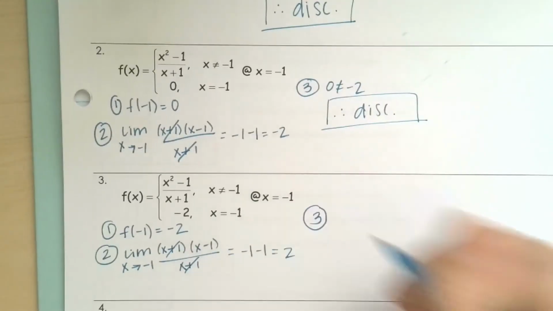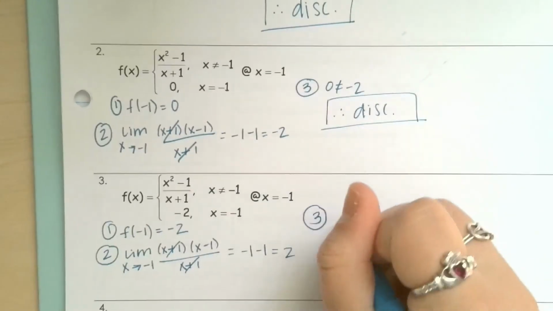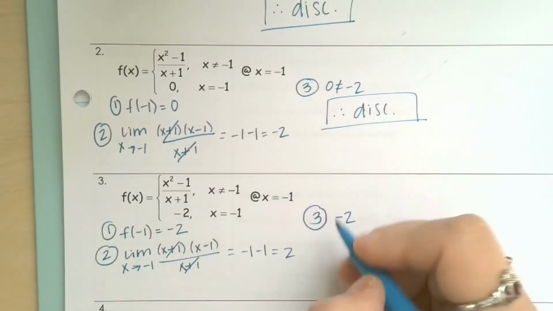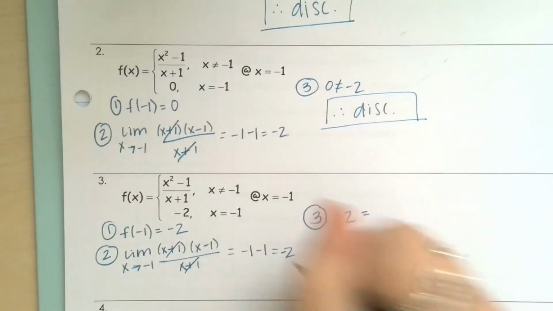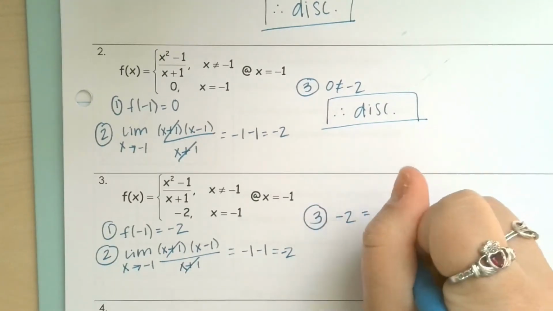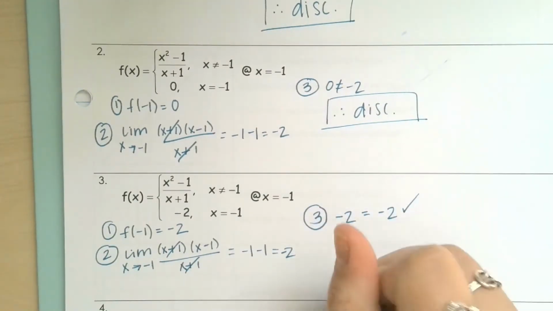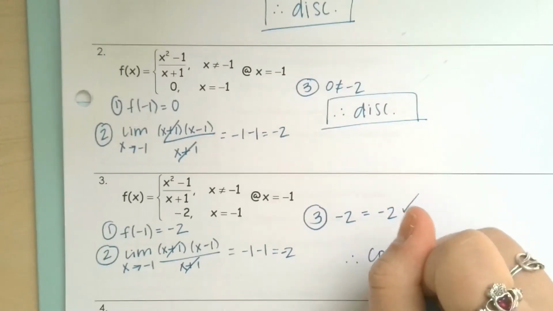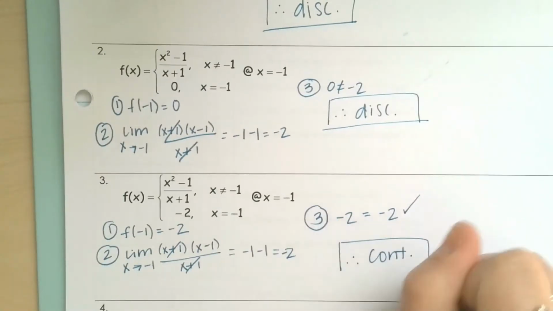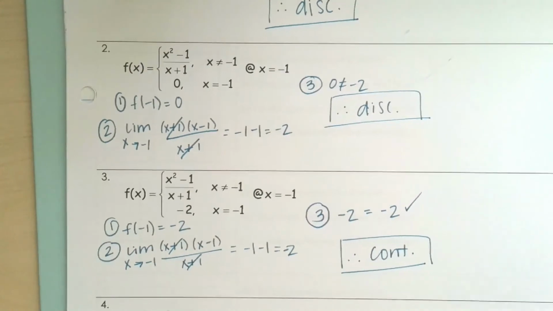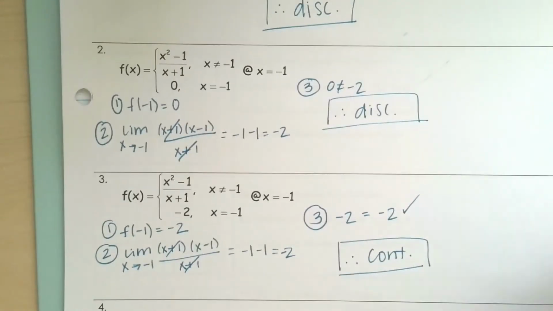Okay. Last step, we have negative 2. That's our f of negative 1 equals, oops, that's a negative 2. Negative 2. So that's good. That means that our function is continuous. About time we got a continuous example, right? Everything was discontinuous up until this point.